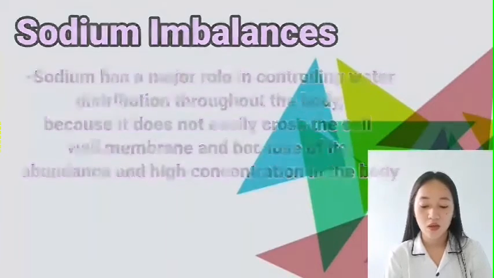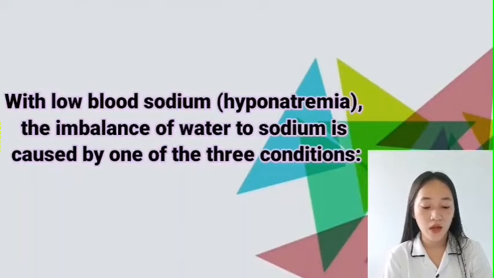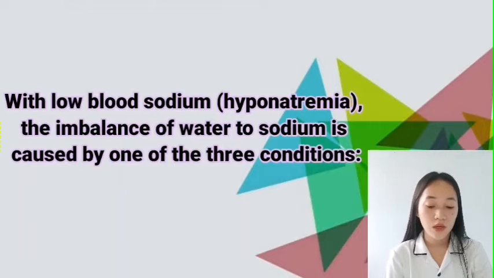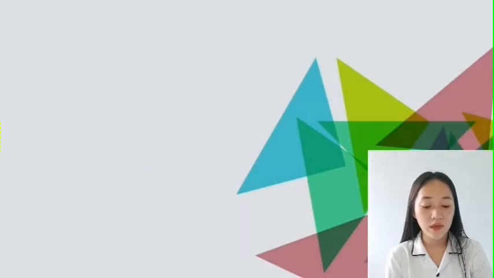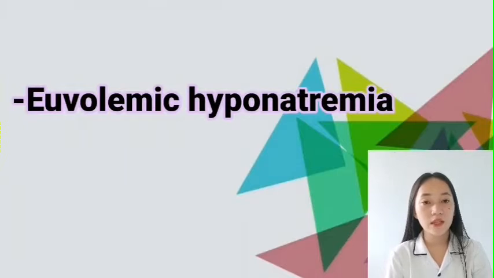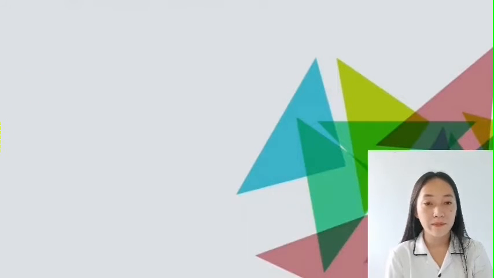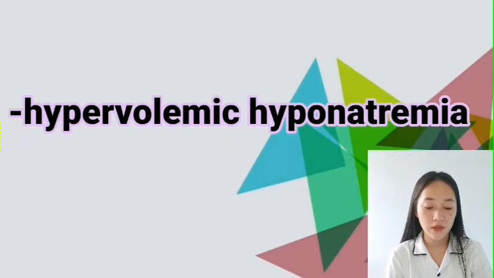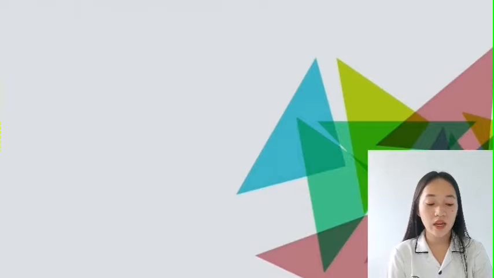With low blood sodium, hyponatremia, the imbalance of water to sodium is caused by one of three conditions. First is euvolemic hyponatremia, where total body water increases but the body sodium content stays the same. The second is hypervolemic hyponatremia, where both sodium and water content in the body increase, but the water gain is greater.